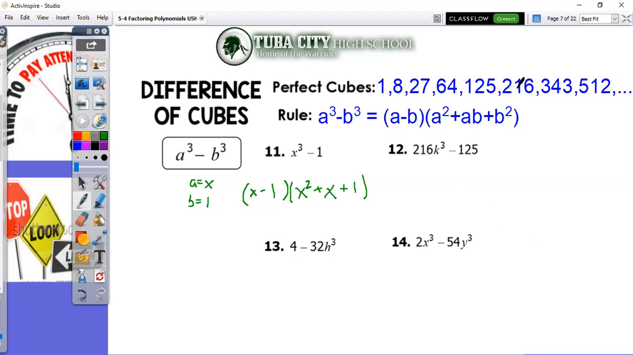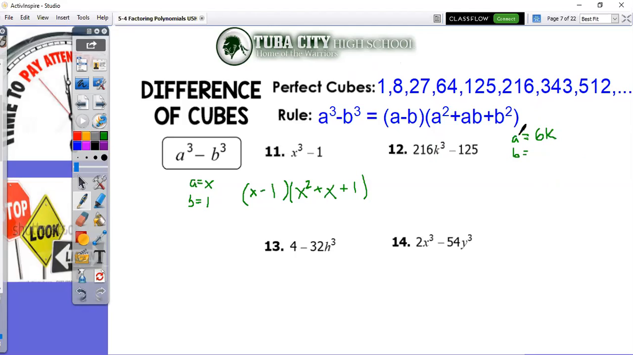So 216 is a cube number. 125 is a cube number. K to the 3 is a cube number. They're supposed to be cubes, not squares, cubes. All right, so let's go ahead and identify the A and the B value. A is the first term, and we take the cube root of it. Since I have this list in order, that's 1, 2, 3, 4, 5, 6. And we could get our calculator and do 6 times 6 times 6, and we should get 216, just to check it. And don't forget the K.